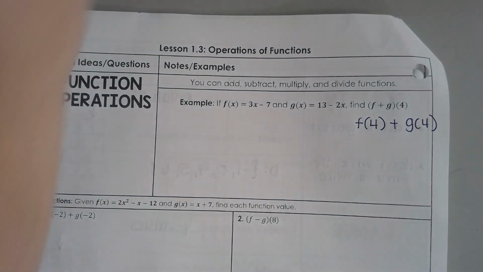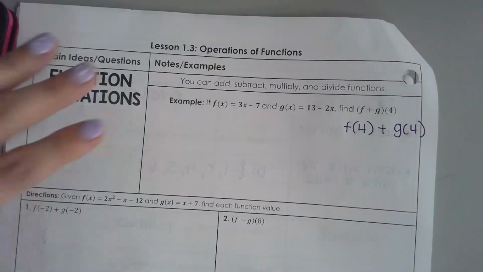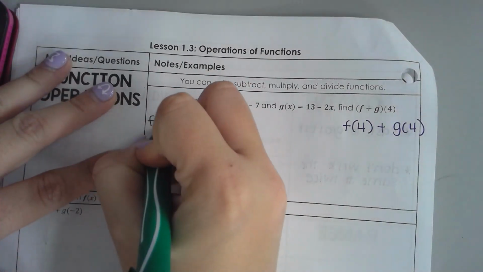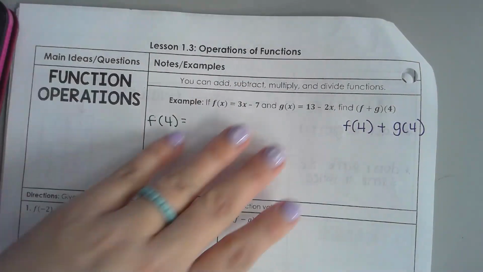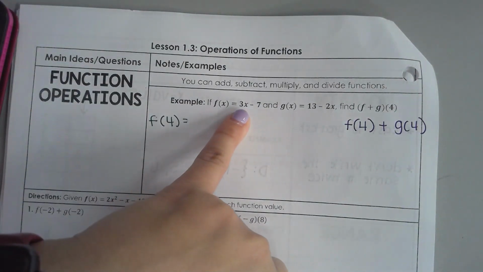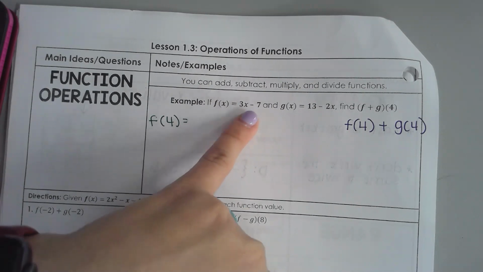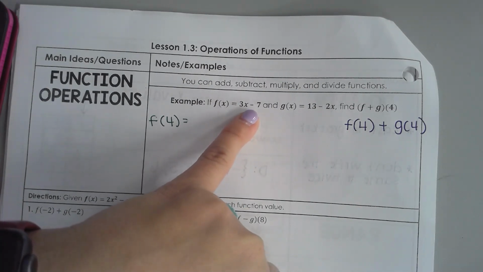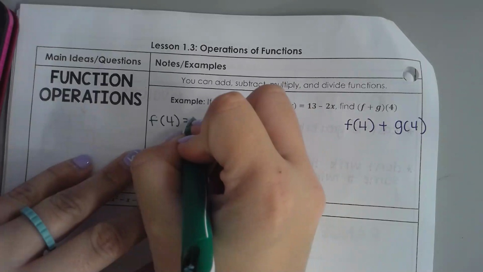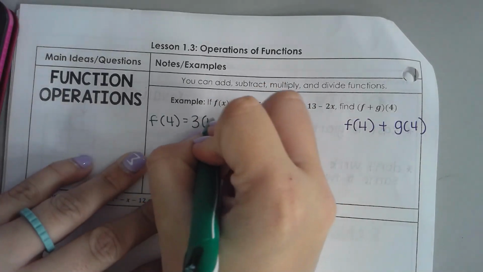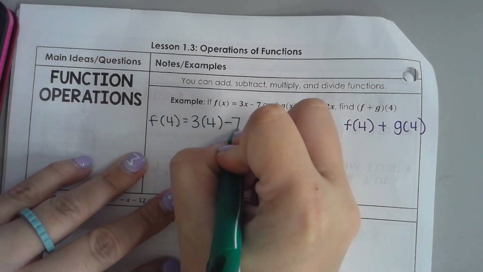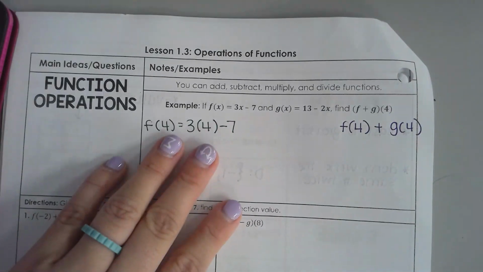So to find f of 4, what am I going to do with the 4? Put it in the what? 4 times by 3. Yep. I'm going to be putting it in the x spot, which means I'm going to be multiplying it by 3. So I'm going to do 3 times 4 minus 7.